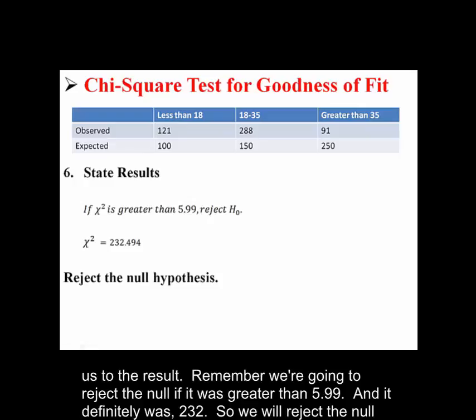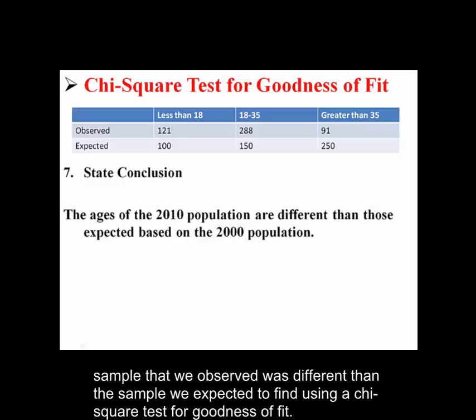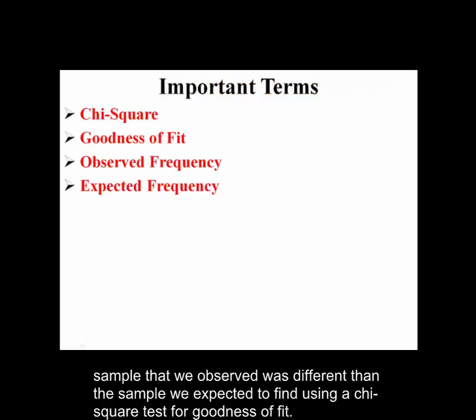Which brings us to the result. Remember, we're going to reject the null if it was greater than 5.99, and it definitely was, 232. So we will reject the null hypothesis and say that the ages of the 2010 population are different than those expected based on the 2000 population. The sample that we observed was different than the sample we expected to find using a chi-square test for goodness of fit.